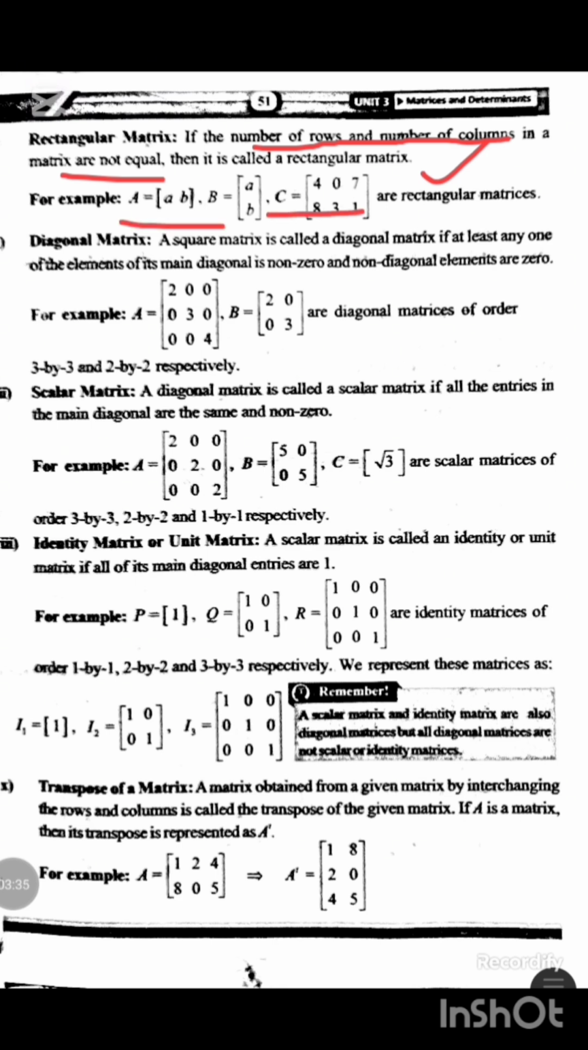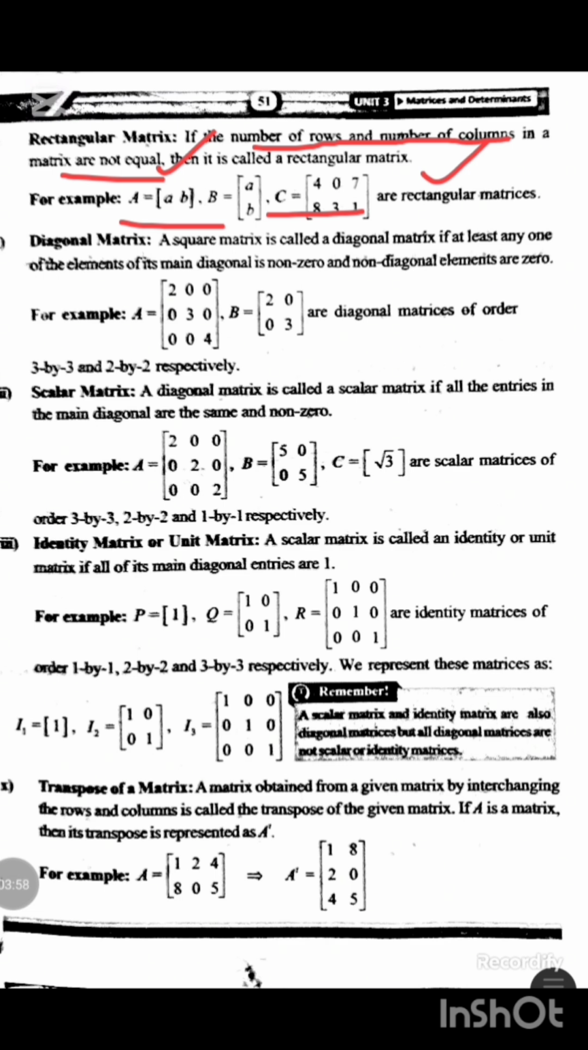You can see these are all rectangular matrices because the number of rows and the number of columns are not the same. In the first matrix A, you can see we have 2 columns and 1 row. So the number of rows and columns are not the same. That's why this one is a rectangular matrix. B and C are also rectangular matrices.